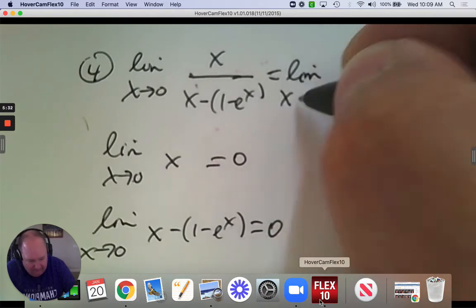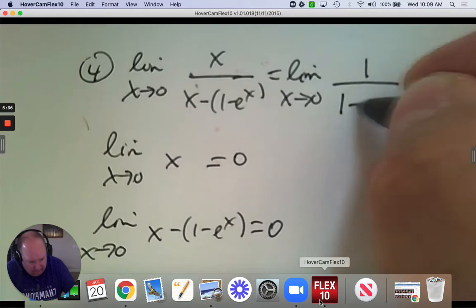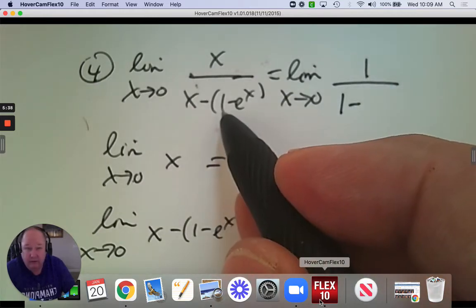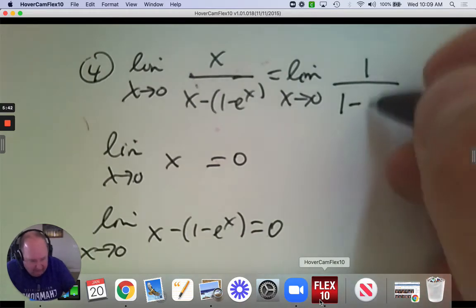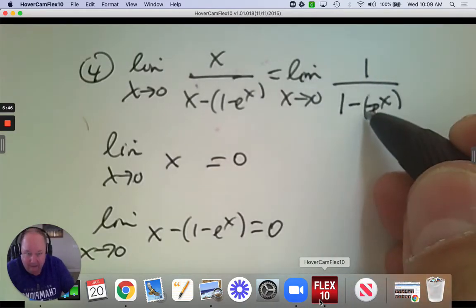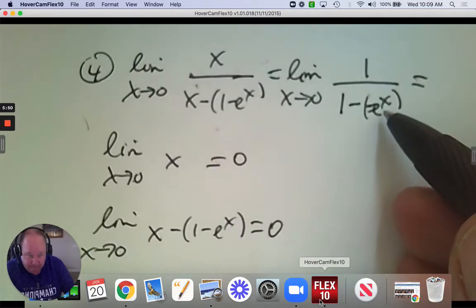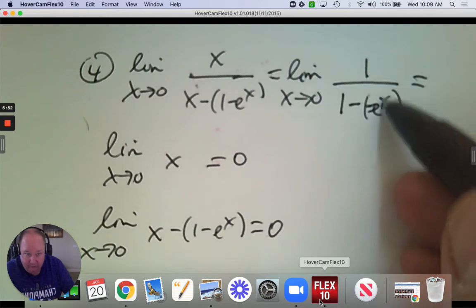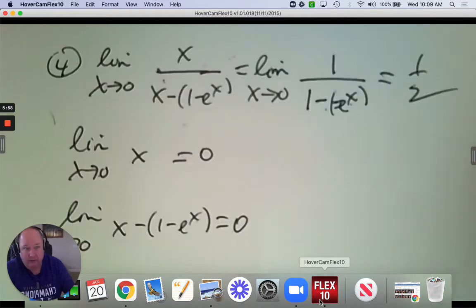By taking the derivative of the numerator and the derivative of the denominator. So the derivative of 1 is 0, and the derivative of negative e to the x is negative e to the x. So that's a negative and another negative e to the x. Can I now plug in 0? So if I now plug in 0 for x, e to the 0 is 1. So it's really 1 plus 1. So you get your evaluation of your limit. That's called L'Hopital's rule.